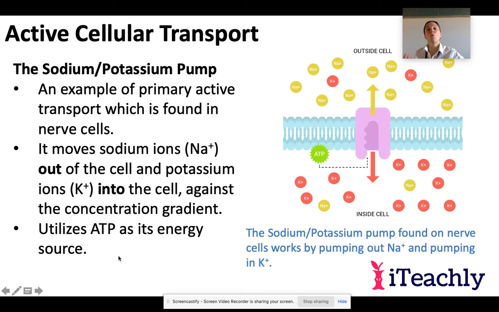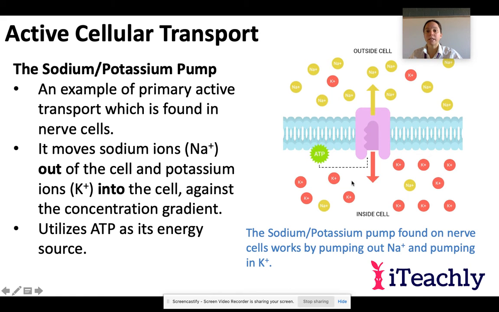Okay, so one example is a sodium-potassium pump. How does it get its name? Because of what it's pumping: sodium and potassium. Sodium's bad for our cell, so it's going to maintain sodium in a high concentration outside the cell, and it's going to maintain a high concentration of potassium inside the cell.